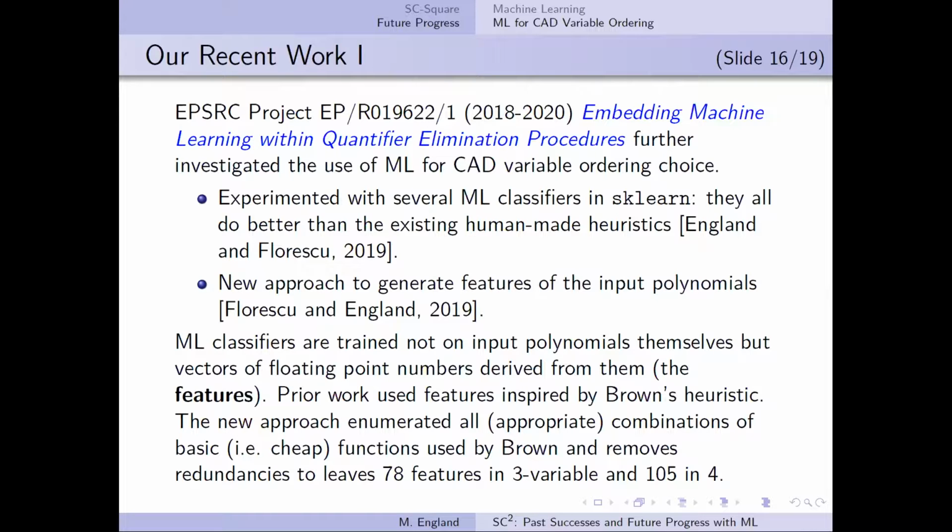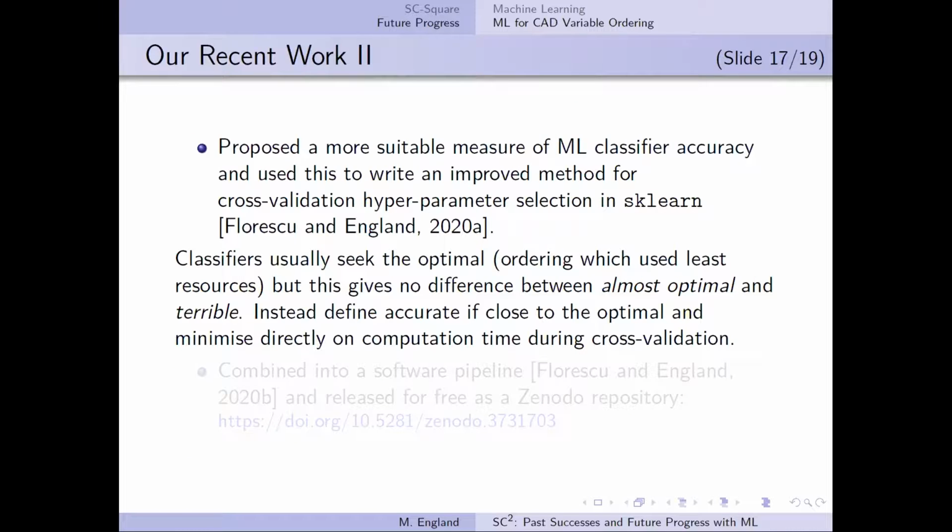So we came up with some new ways to do that. And then another thing we looked at was how to define what it means to be accurate in this context. With machine learning classification, usually you're seeking the optimal class from a selection of classes, but that's not really quite appropriate for this problem, because the second best ordering may be just a fraction more expensive than the best ordering, but we don't want to treat that the same as the worst ordering.